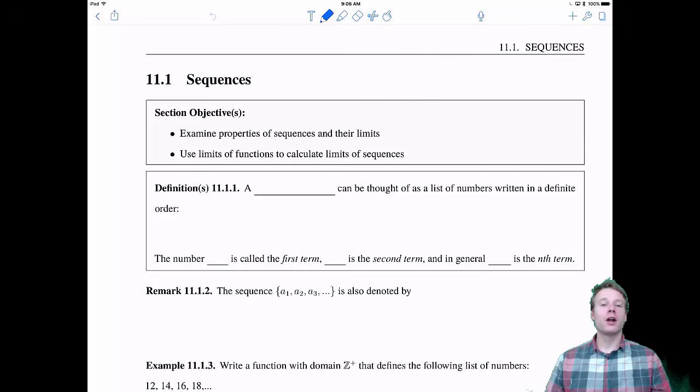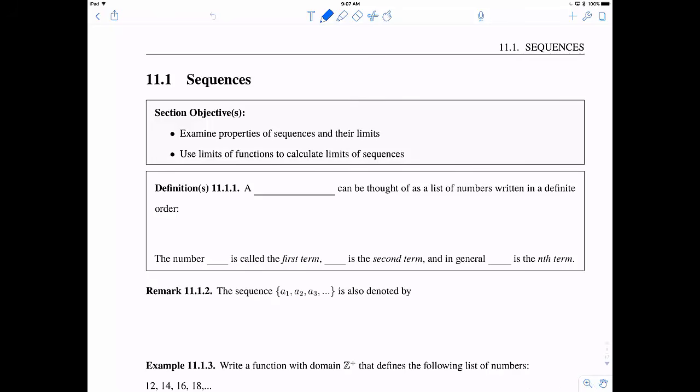Welcome everyone to 11.1 Sequences. In this section we're going to examine some properties of sequences and their limits, and then we're going to use limits of functions, which we already have a good base on from Calc 1 and also Chapter 6 here in Calc 2, and that's going to help us calculate some limits of sequences. All right, so let's get to it with a definition.